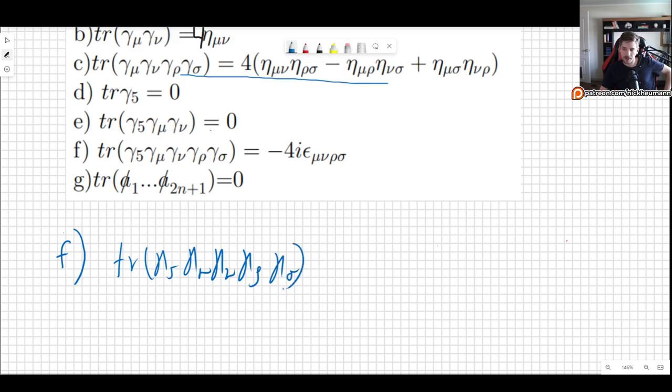So what happens if any of these mu, nu, rho, sigma are repeated? Let's say that one of them is repeated. So let's say, I don't know, mu is equal to nu, for example. So in that case, this is one repeated. In that case, we get gamma 5, gamma mu, and then gamma rho, and then gamma 5.